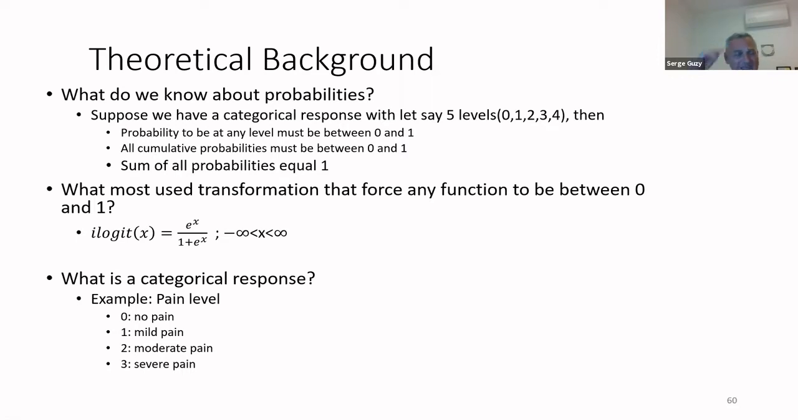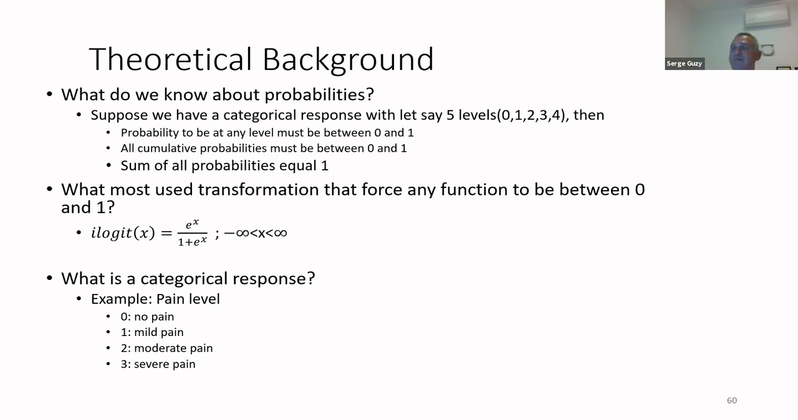This gives me an idea. Instead of writing the probability model using some function where I don't know where to start, why not use a function that includes inverse logit? And in the x, I'm going to put whatever I want. We're going to talk about that. And I know that whatever I put, as long as it's going from minus infinity to infinity, I will cover the whole range 0 to 1.